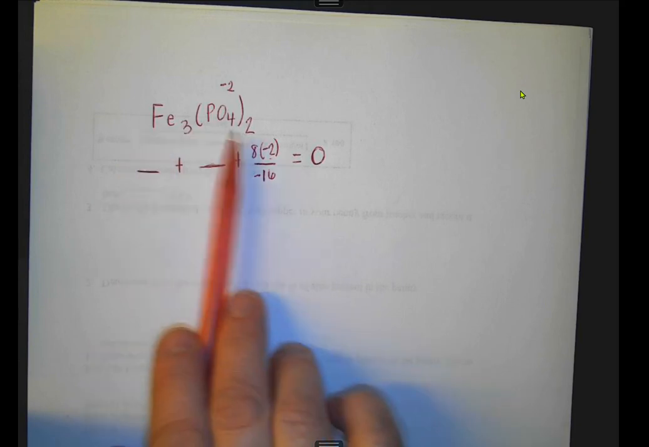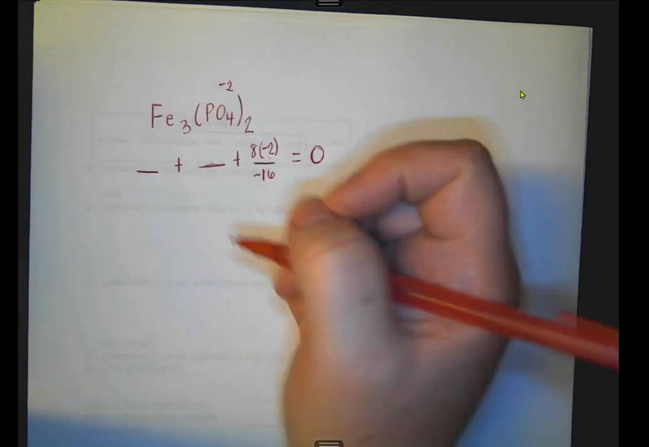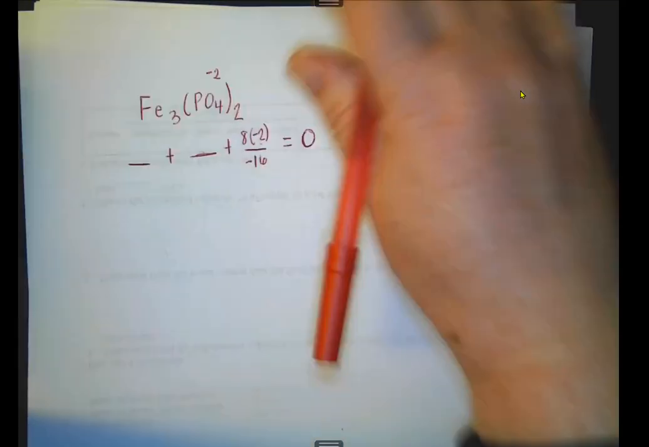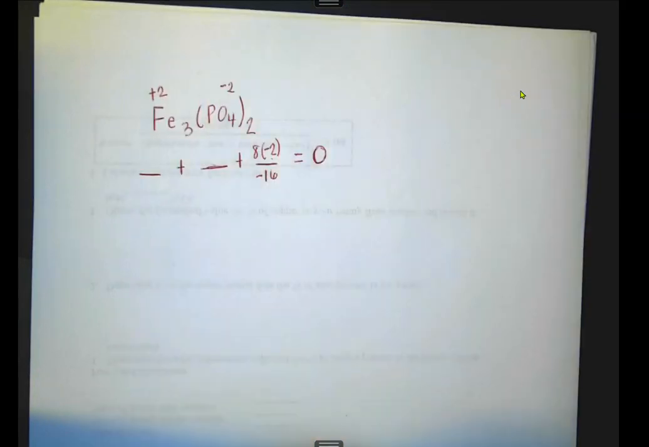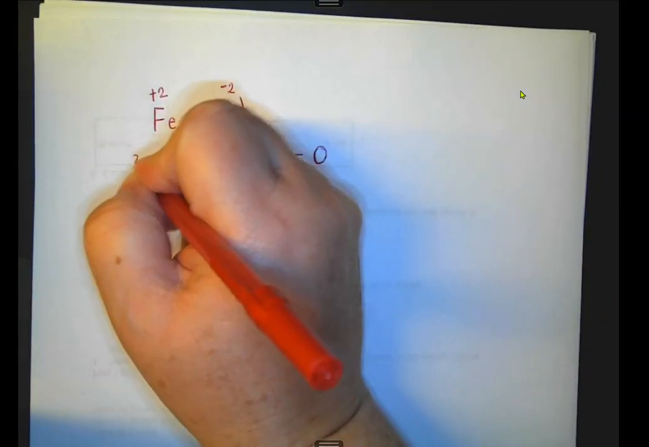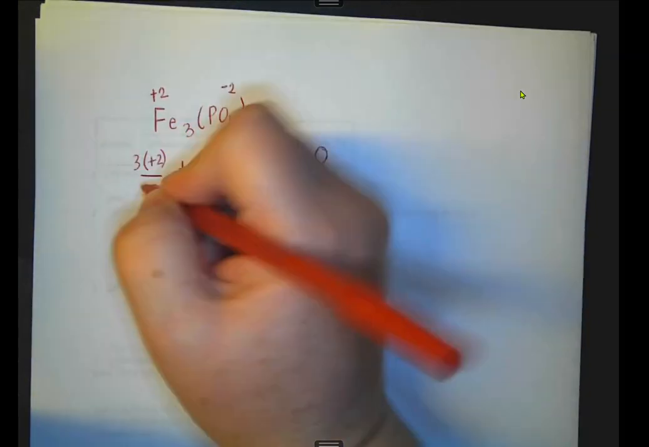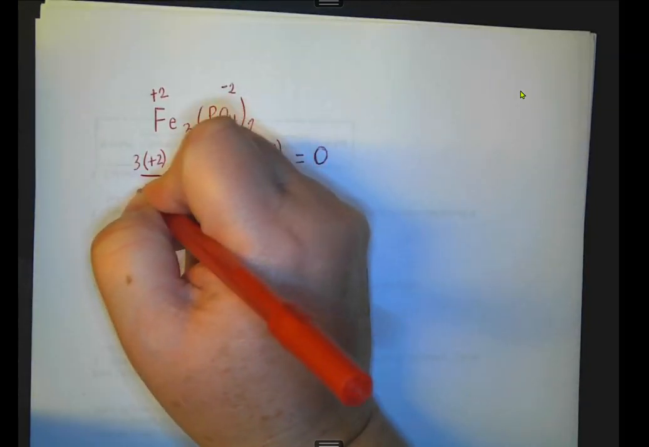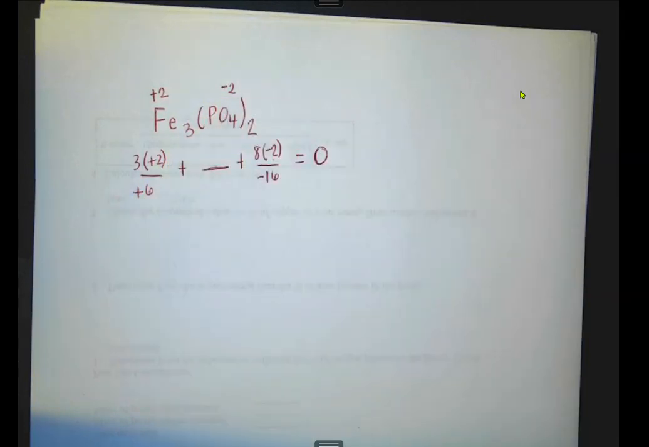And from the looks of this compound, that 2 right there is giving us an indication that the normal charge of iron is a positive 2. So I'm going to go ahead and assign its oxidation value as positive 2. Now, in this formula, there are 3 irons, each with a positive 2 value. So overall, iron contributes a positive 6 to the overall oxidation value of this particular compound.